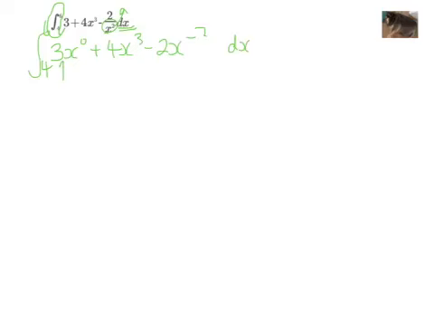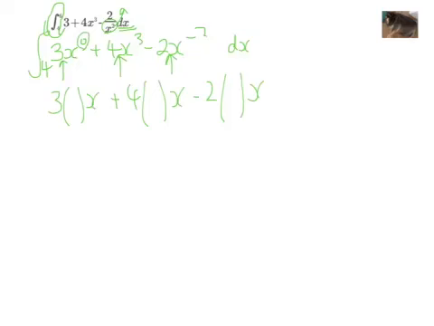So let's start integrating. Arrows, arrows, arrows: 3 x plus 4 x minus 2 x. Okay, add 1 to the power gives me 1, and flip it. Add 1 to the power gives me 4, and flip it. Add 1 to the power gives me minus 1, and flip it.